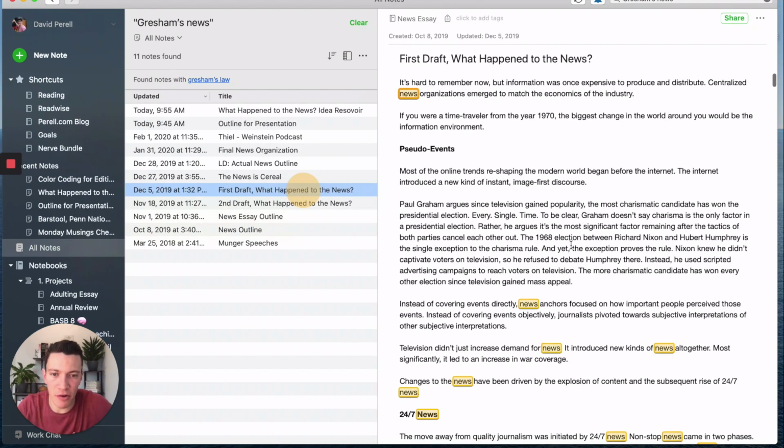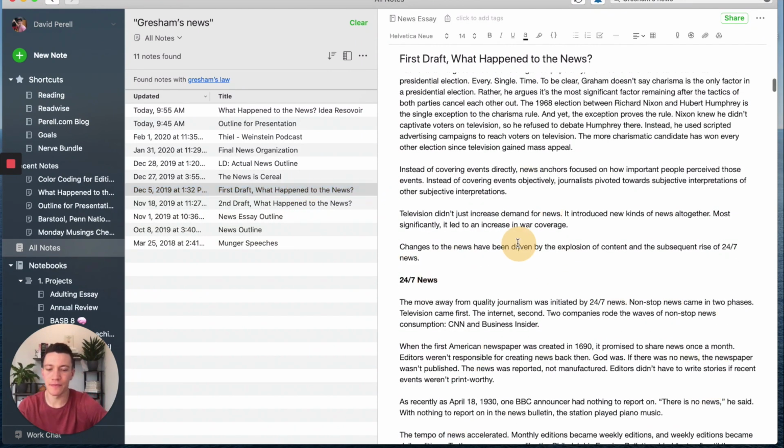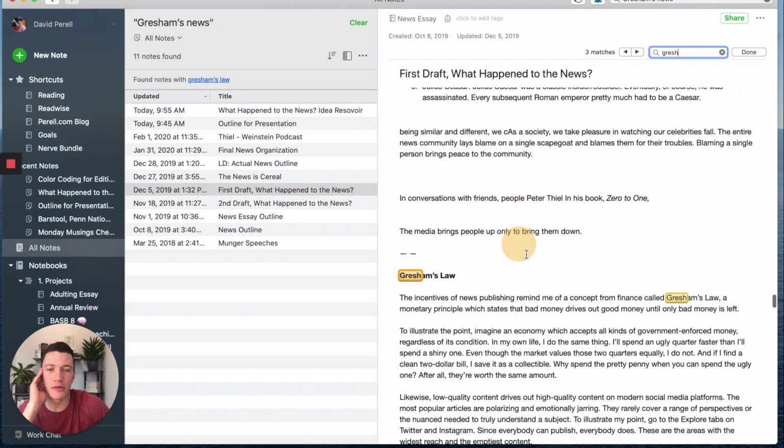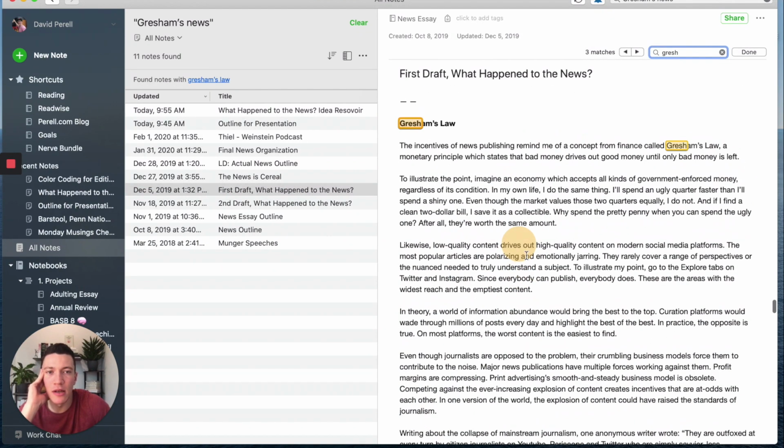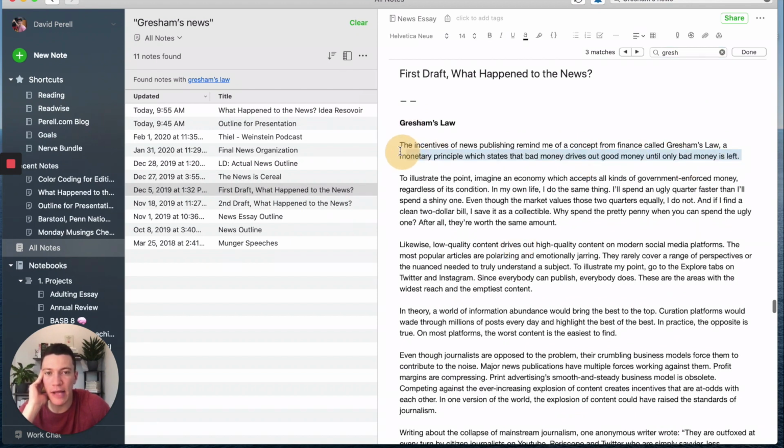Then we'll go into my first draft and you'll see I have a Gresham's Law sentence or paragraph where I talk about exactly that. The incentives of news publishing remind me of a concept from finance called Gresham's Law, a monetary principle which states that bad money drives out good money until only bad money is left. So I think that it's fairly indicative, this section, of where interesting ideas come from. What I did here was I took a far analogy from finance and I applied it to the news.